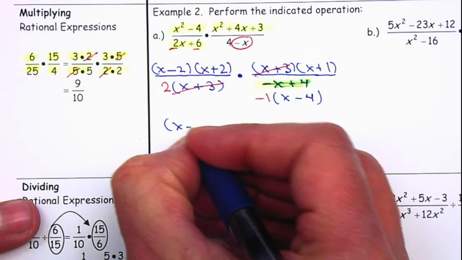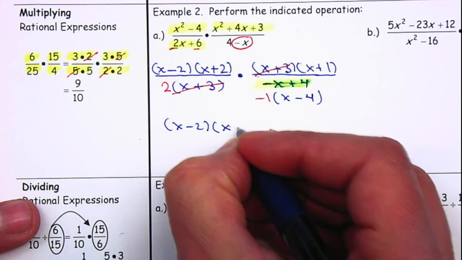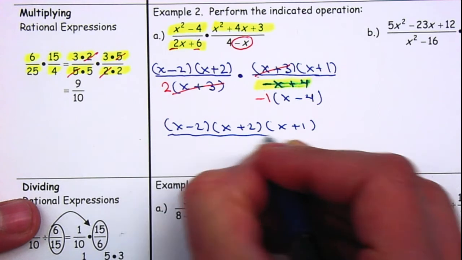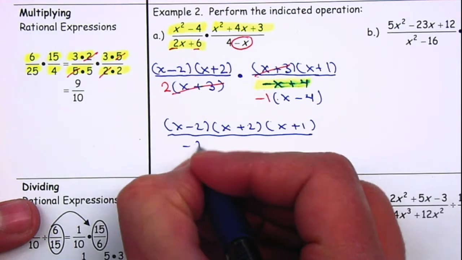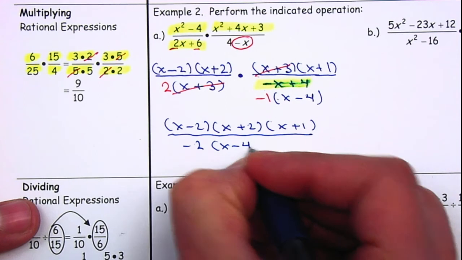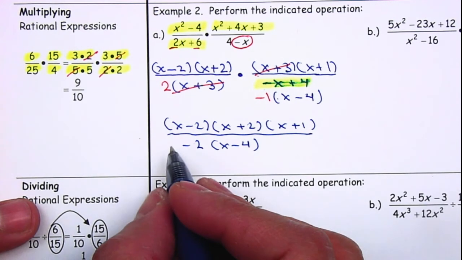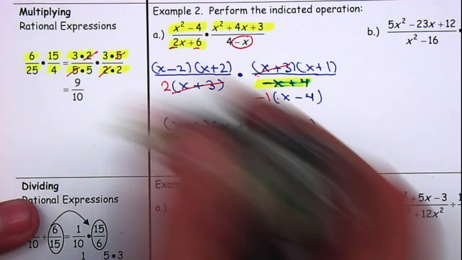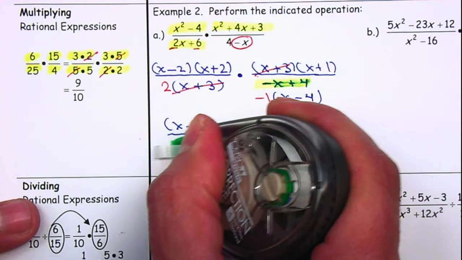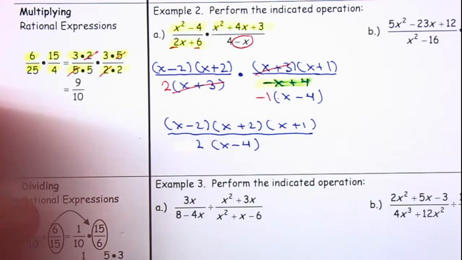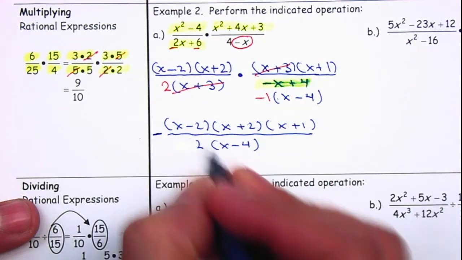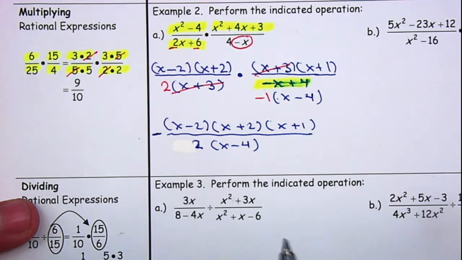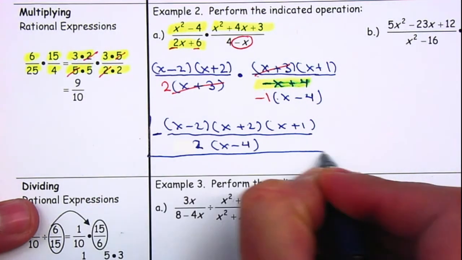So we have x minus 2, we have x plus 2, and we also have an x plus 1 on top. On the denominator we have 2 times negative 1 is negative 2, and then we still have an x minus 4. Now many times you guys will see this negative will be transferred to the middle. If there's just a negative number on the bottom, it will just be transferred here, which is fine. So this will be your final answer.